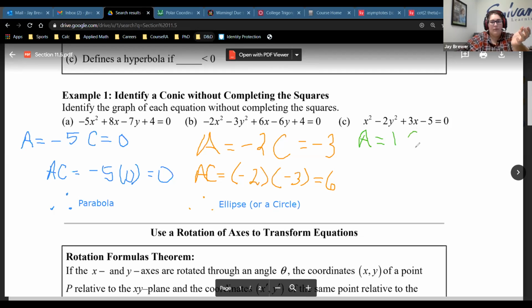I could be wrong, but I'm pretty sure the entire time, the last 2 classes, I've just straight up been calling that a parabola, which we all know that's not the case. All right, so 1 times -2 will give us a -2. So it's less than 0. So we have the hyperbola.